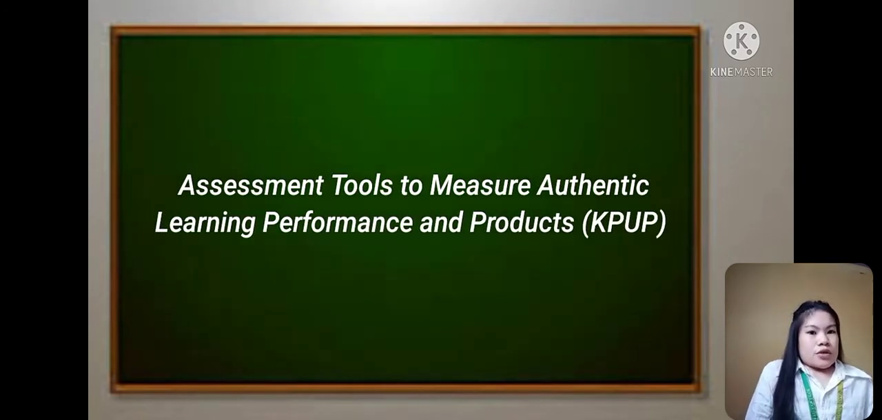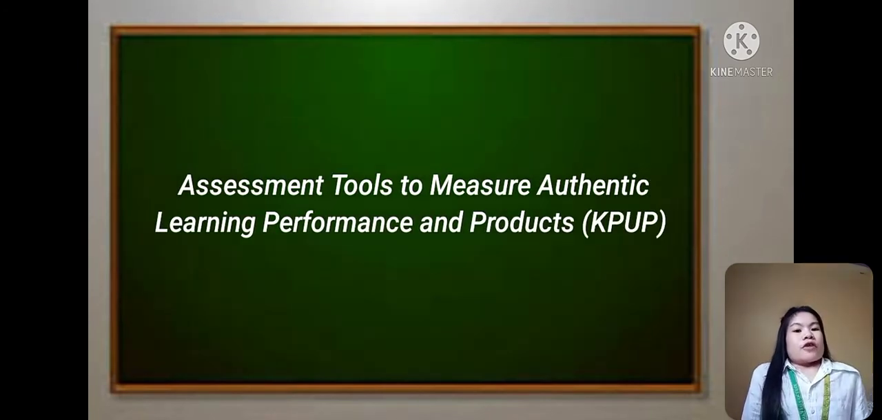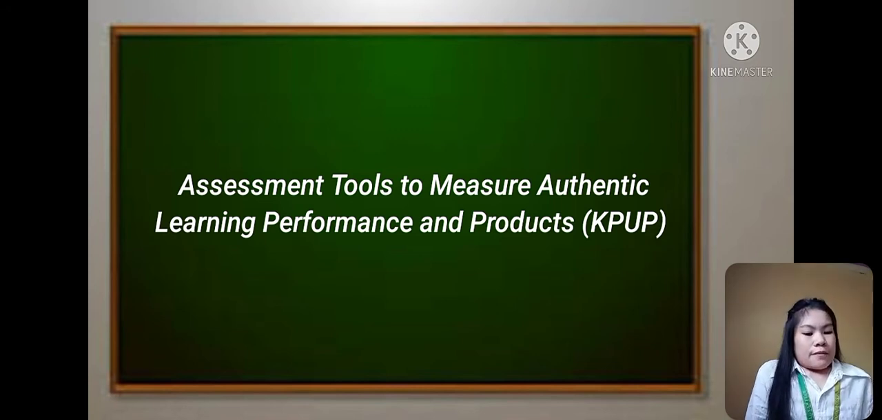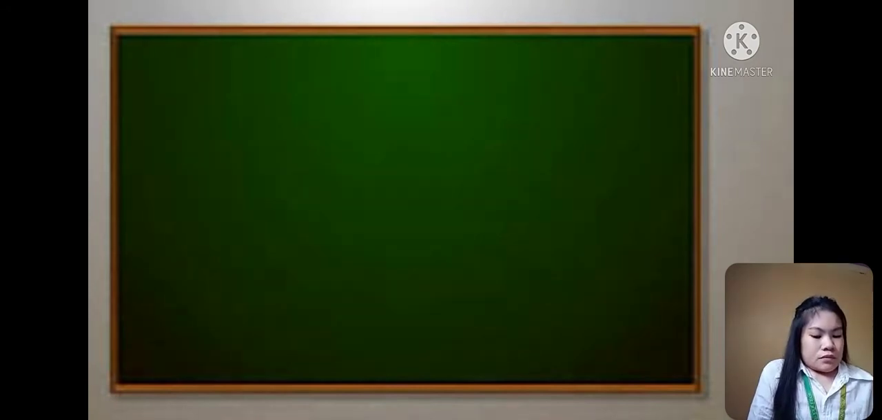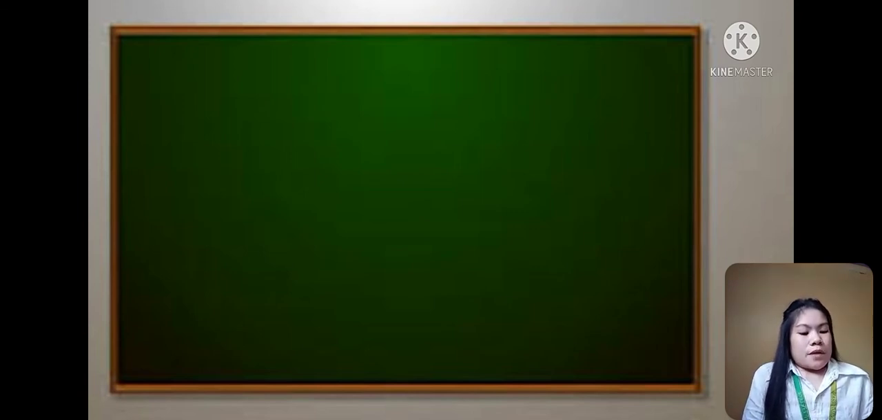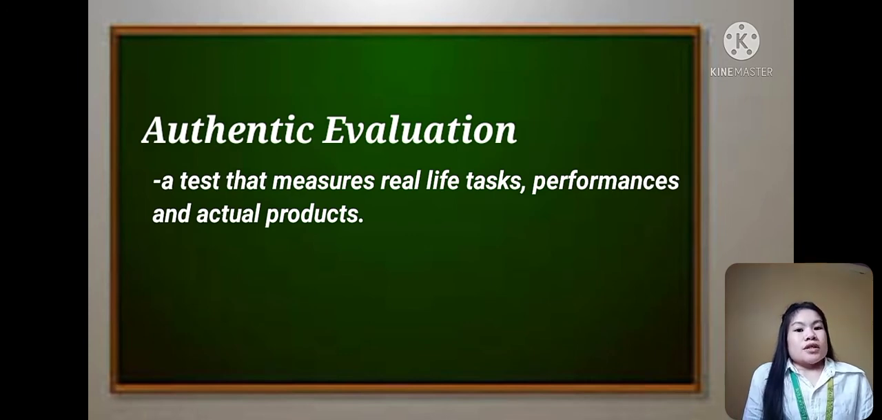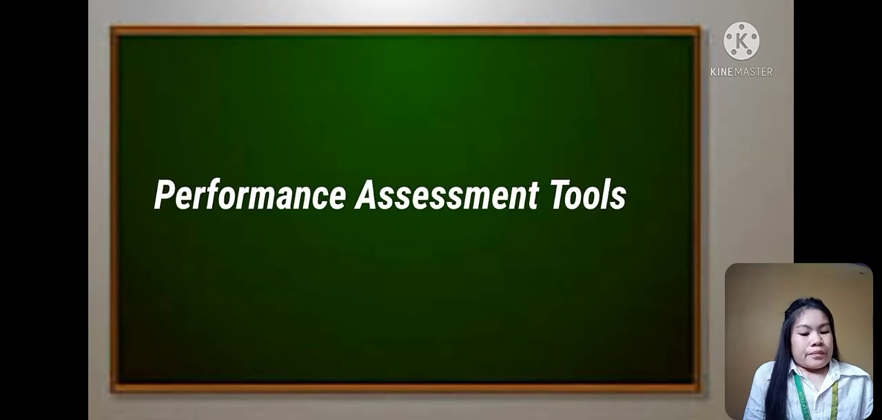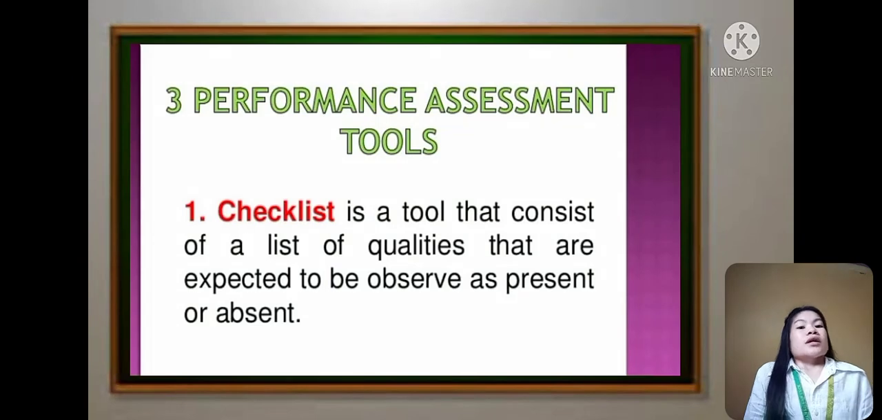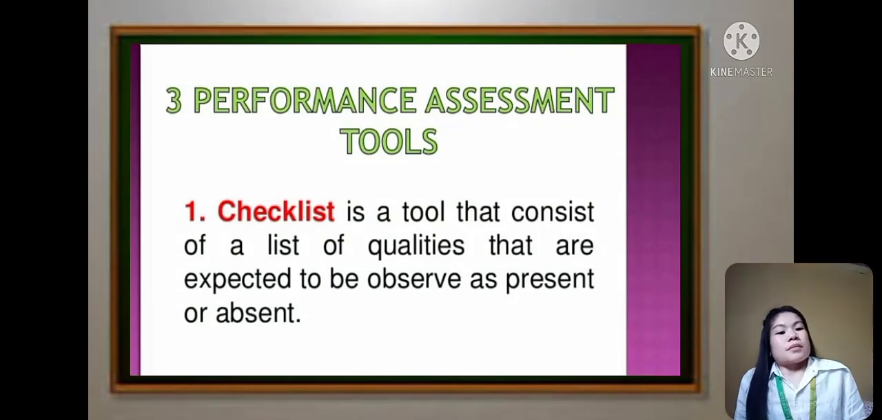Assessment tools to measure authentic learning performance and products, or KPUP. So level 4 of the learning outcomes in KPUP can be assessed through the performance or product. These learning outcomes can best be done through the use of authentic evaluation. Authentic evaluation is a test that measures real-life task performances and actual products. So here are the three performance assessment tools.